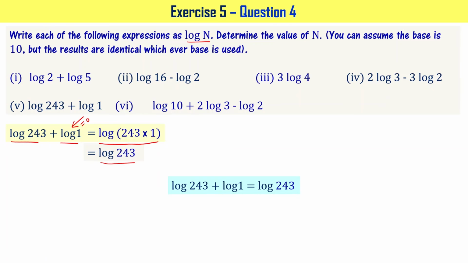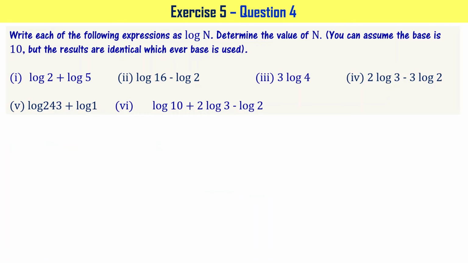Now, I can write the base also for every logarithm so that you don't have a problem. Log of 243 to the base 10 plus log of 1 to the base 10 equal to log of 243 to the base 10. Got it? Let's look at the last part of the problem, that is log 10 plus 2 log 3 minus log 2. We want to express that as single logarithm, right?